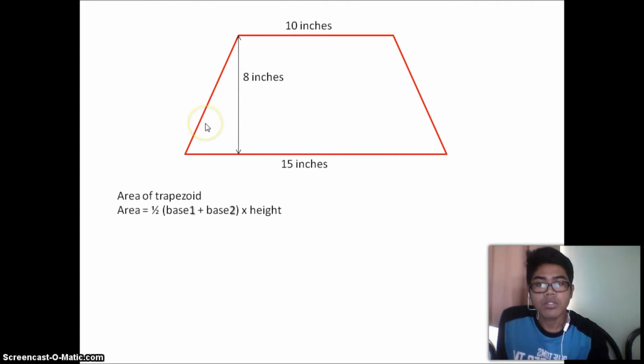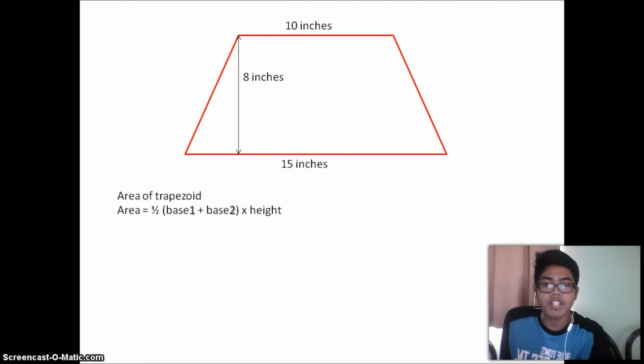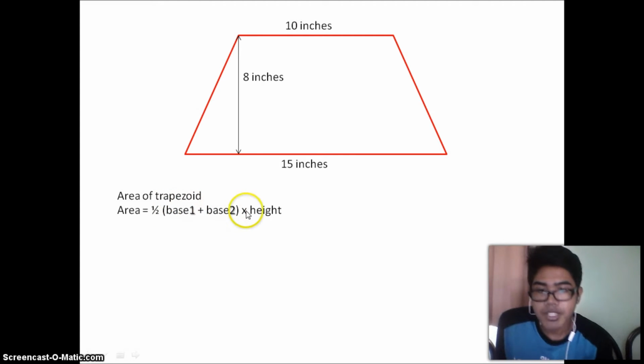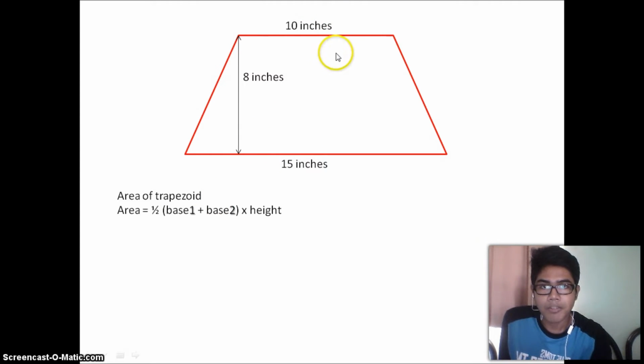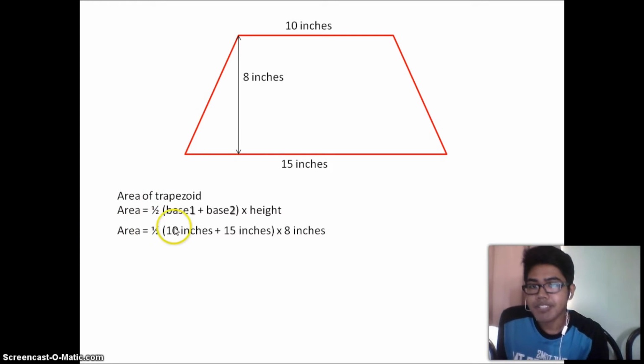By using the formula for the area of a trapezoid, which is half times base 1 plus base 2 times height, we just need to use the information given in the question and substitute it into this formula. So the area of this trapezoid is equal to half times 10 inches, which is base 1, plus 15 inches, base 2, times 8 inches, the height of this trapezoid, and we will get the area of this trapezoid as 70 square inches.